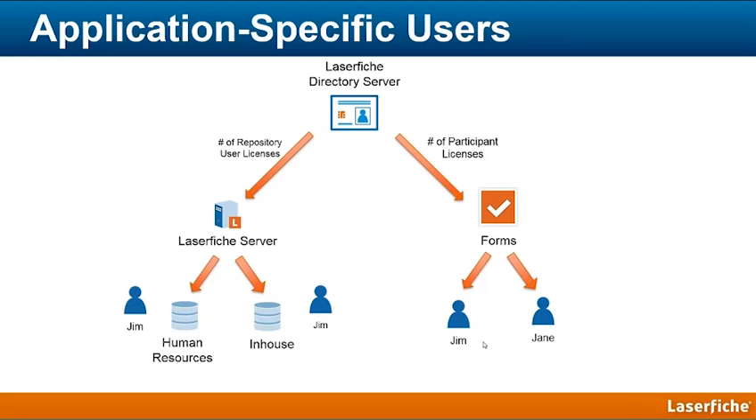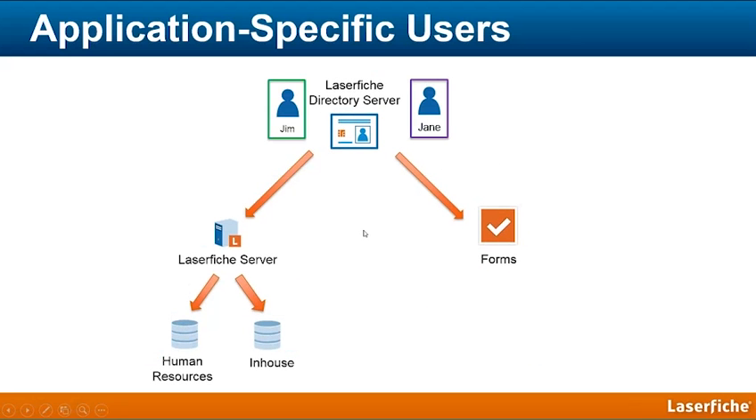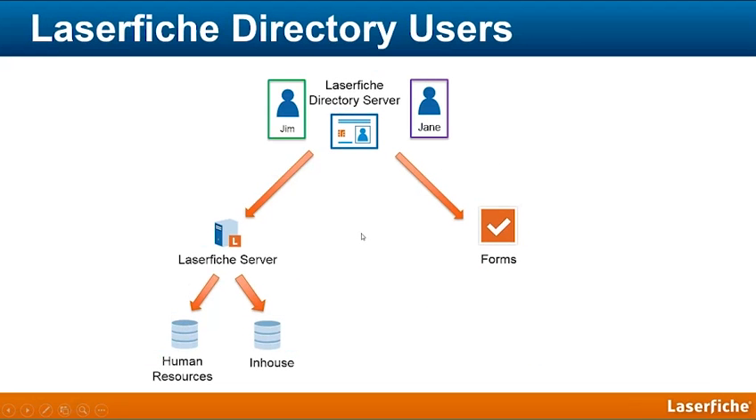So with Laserfiche directory users, all user management happens on the Laserfiche directory itself. This means I only have to create each of these users once, and they are known for all of the applications as the same user. And most importantly here, they also only require one named user or forms authenticated participant license, regardless of how many repositories or forms instances they use. So of course, this means you're making much more efficient use of your licenses.